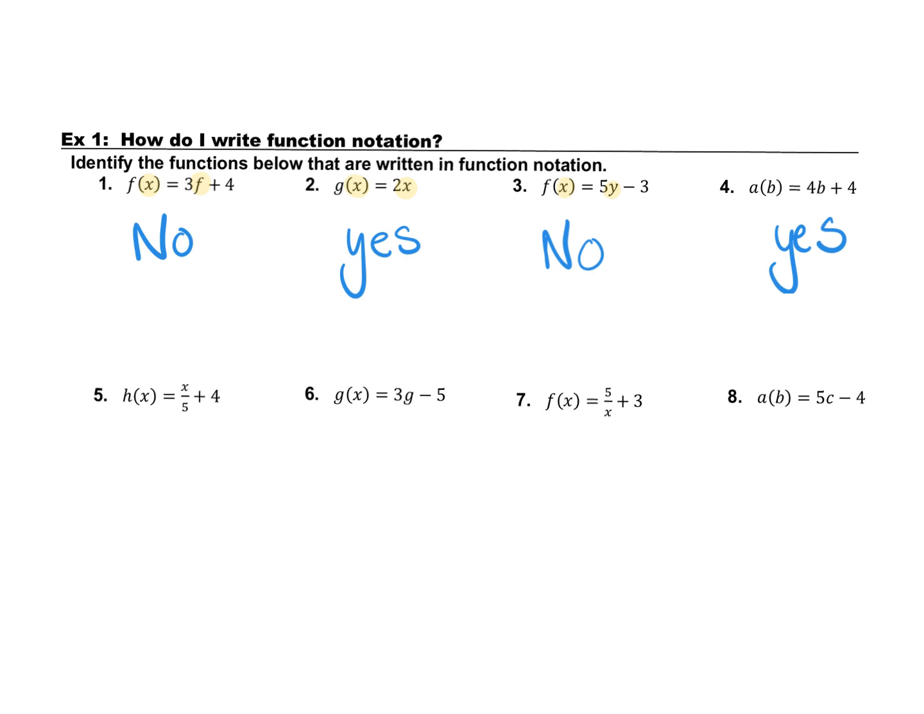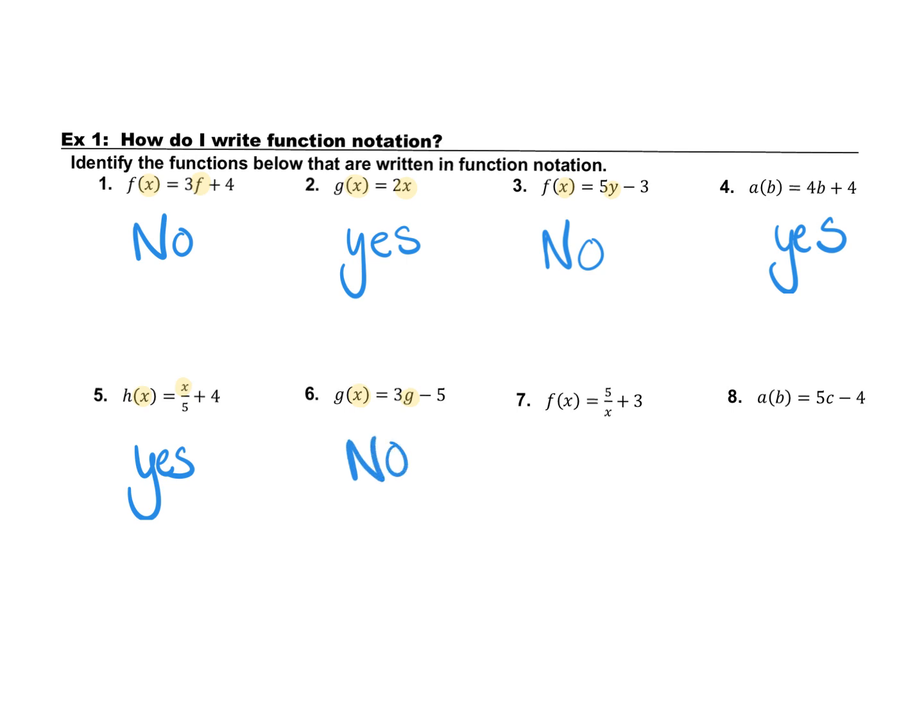Now you've got h of x is equal to x all over 5 plus 4. So this is yes, because that's written in function notation, written as a function, and you can have the x at the top. If you have the x at the top, it's actually going to be like h of x is equal to 1/5 x plus 4. Now our next one, I've got an x here, but I've got the g here, and it can't be that g. It has to be whatever numbers or variable is in the parentheses. So this one's going to be a no.